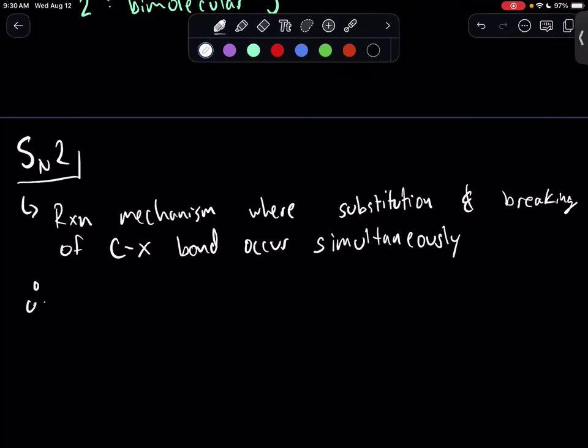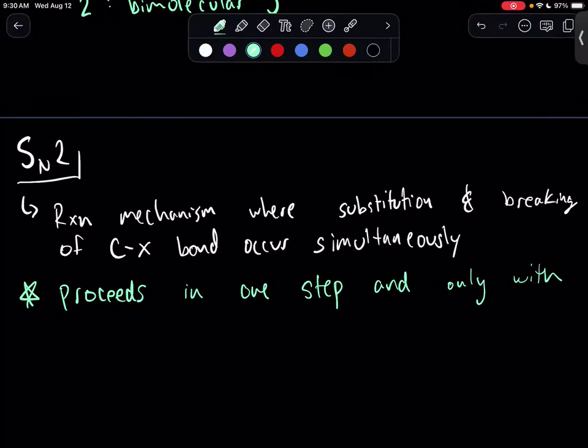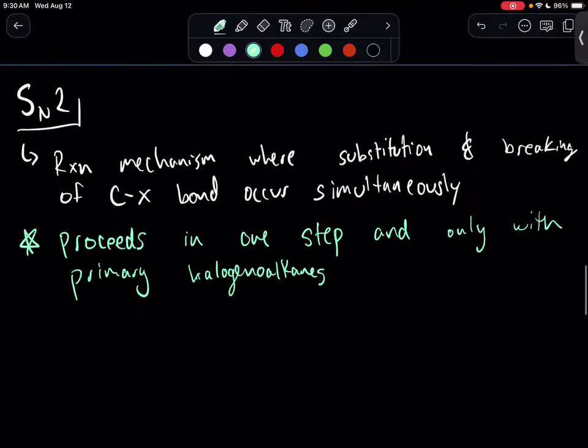So the important thing here is that this proceeds in one step and only with primary halogenoalkanes. And so we're going to figure out why it only happens in primary halogenoalkanes.